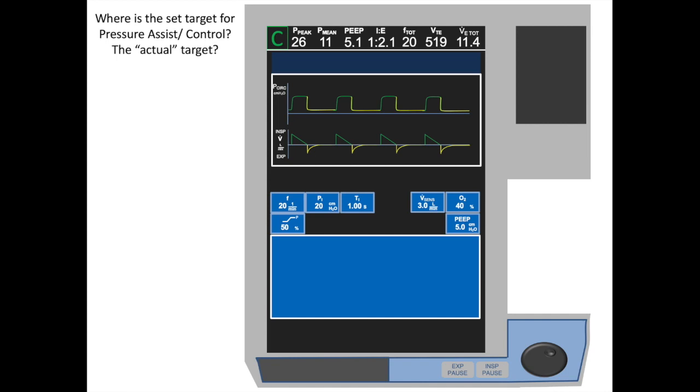On the interface, setting the target in pressure assist control is pretty simple. It's just set inspiratory pressure. And this set inspiratory pressure is given on top of PEEP.